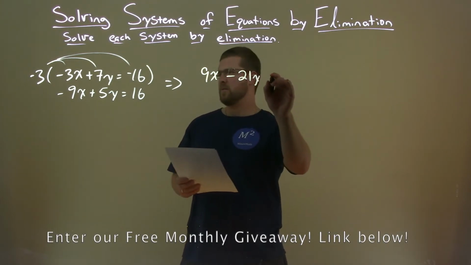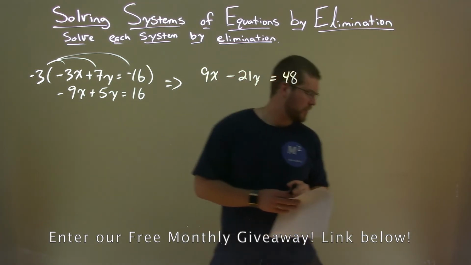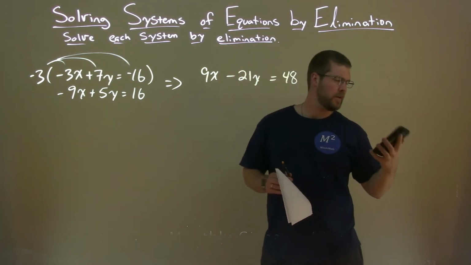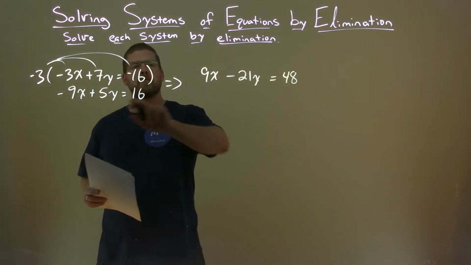48? Is that right? 48? Yeah. Negative 3 times 16. Negative 16 equals a positive 48. Let's double check that really quickly, see if it's right. Yep. I had it saved there. Alright. So, move this second part over.